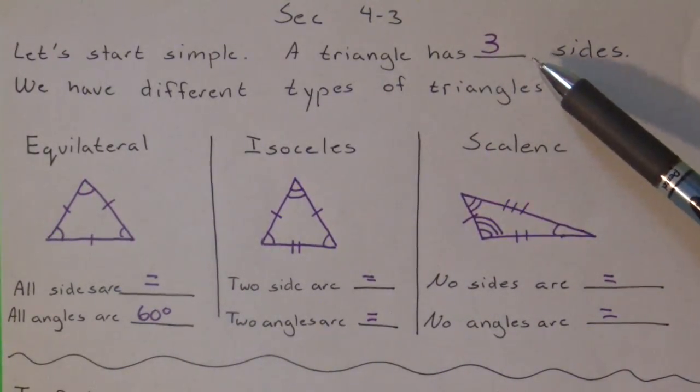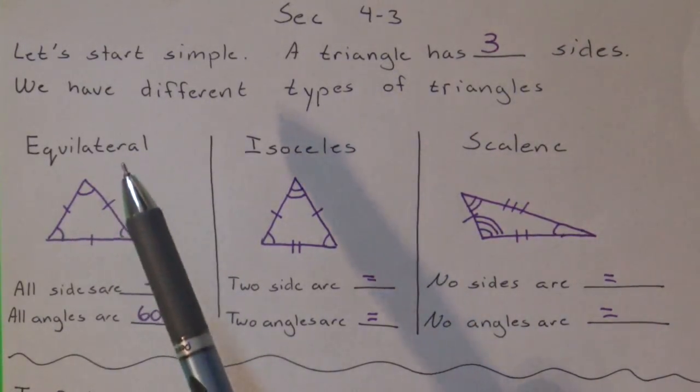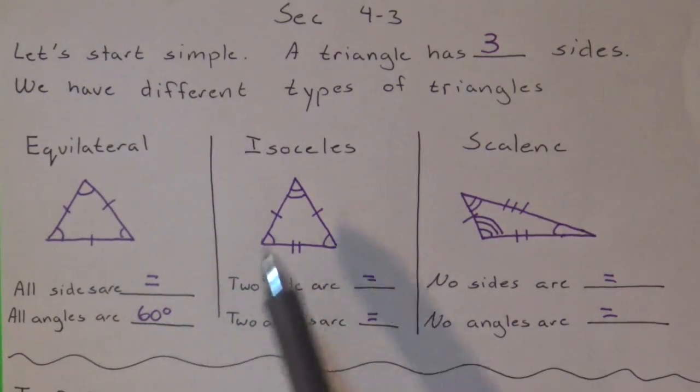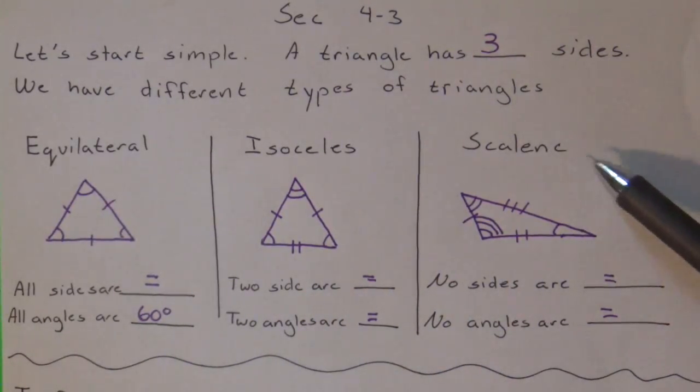All triangles have three sides. There were three different types of triangles that we talked about. Equilateral, where all sides are equal and all angles are 60 degrees. Isosceles triangle, where two sides are equal and two angles are equal. And then the scalene triangle, where no sides are equal and no angles are equal.